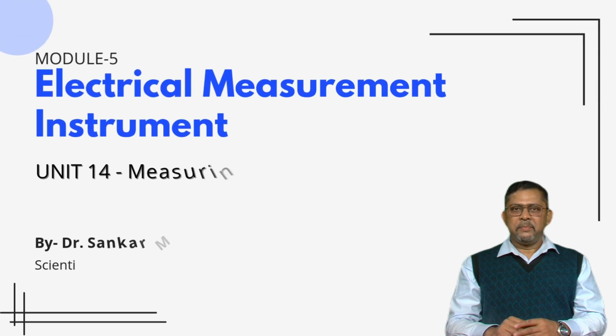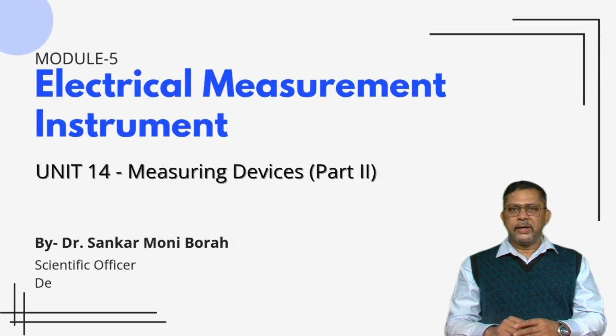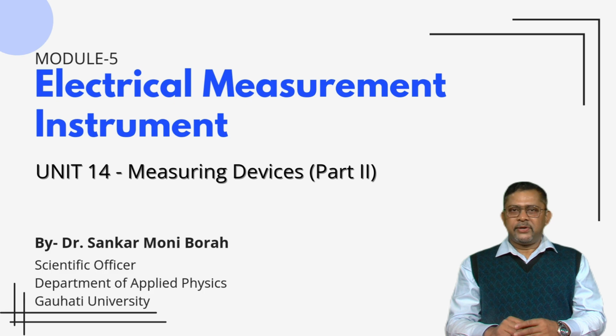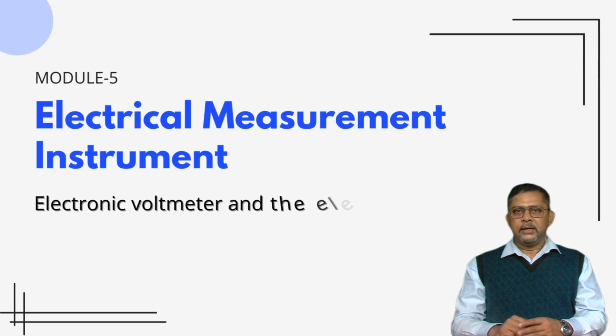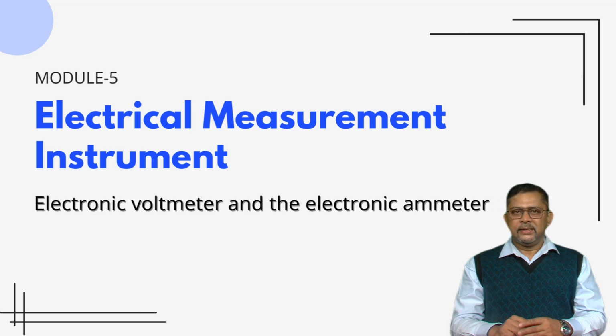Learners, I welcome you all to the fifth module on electrical measurement instrument of the online course on electricity and electrical wiring. This module consists of 3 sessions. In the first session, we have discussed about multimeter and other related electrical measuring instruments. In this session, we are going to discuss about 2 important instruments, namely the electronic voltmeter and the electronic ammeter.